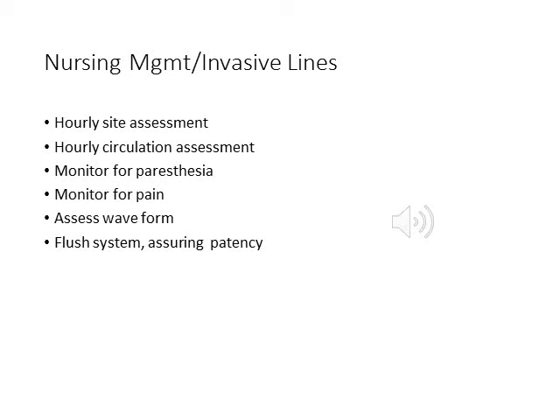Asking the patient about any numbness or tingling in the extremity, pain at the site or in the extremity. These would be for arterial lines, or if you had a basilic PICC for your CVP line.